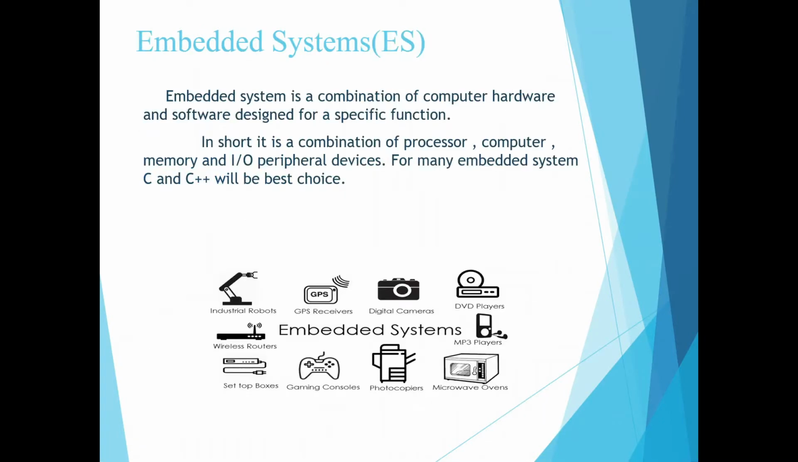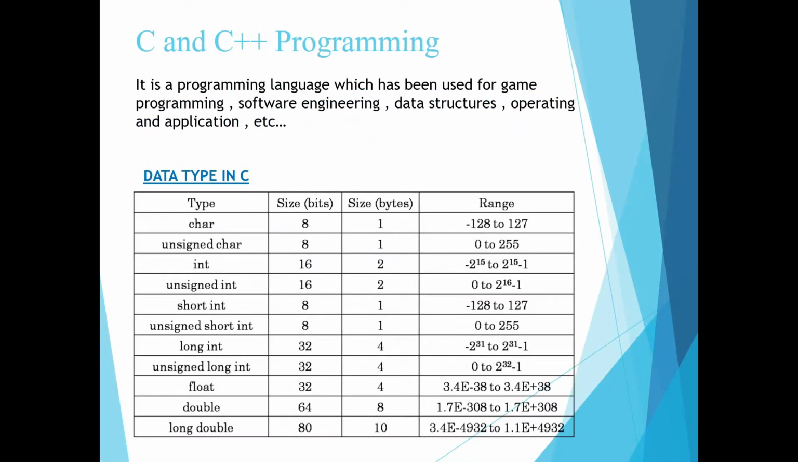Now, I'll talk about C and C++ programming. It is a programming language which has been used for game programming, software engineering, data structures, operating systems, applications, etc. Now, what are the data types in C? The data types are given here, and the size of each in bits and the range are represented in the table. Look at the table that is present here.